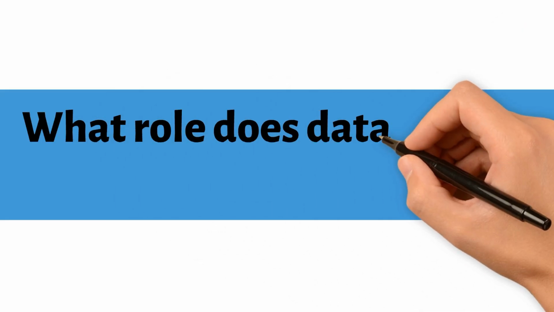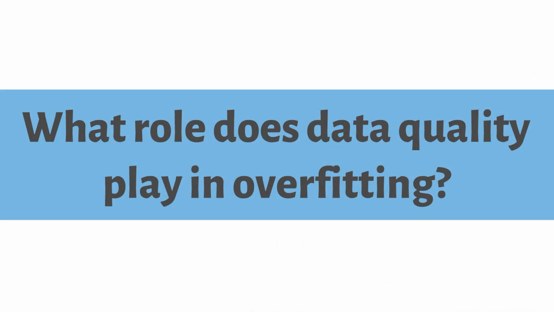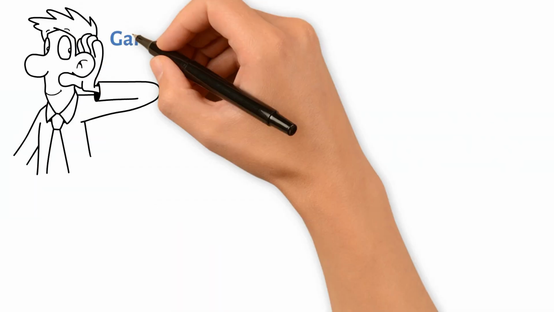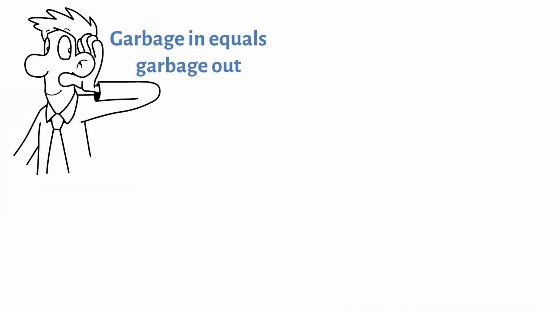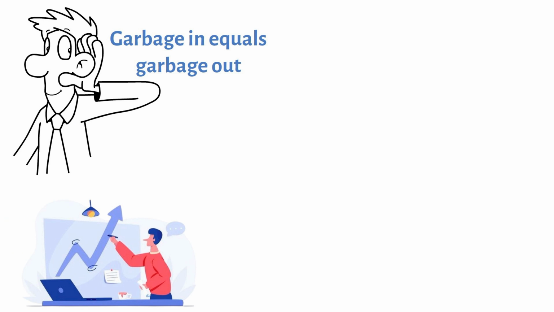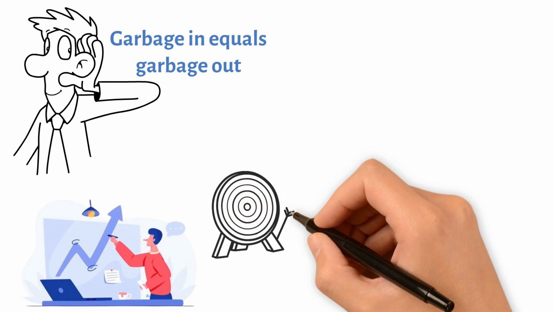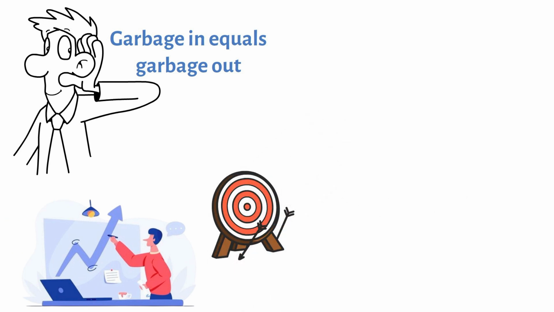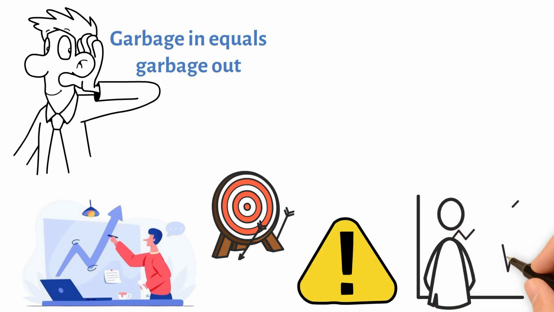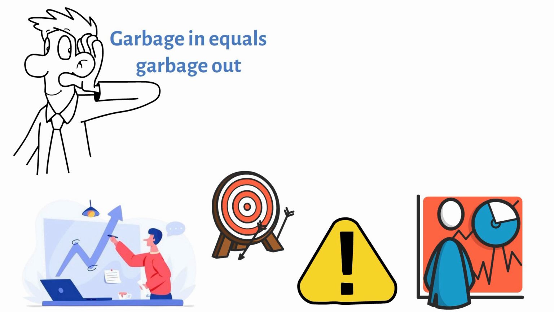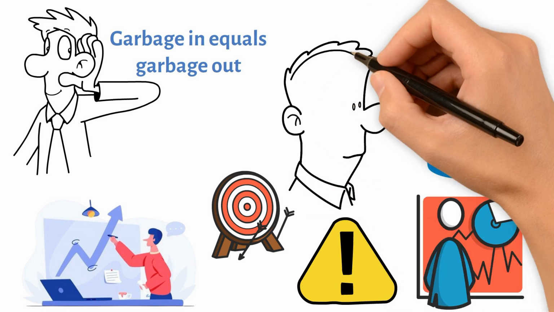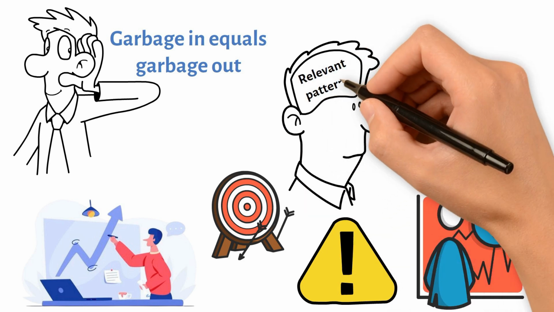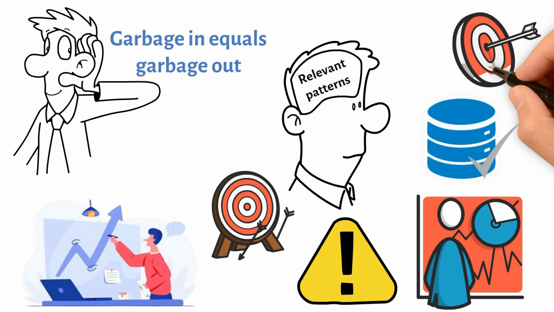What role does data quality play in overfitting? You've probably heard the expression "garbage in equals garbage out." This applies to backtesting. If the historical data is inaccurate or noisy, the model might capture these errors instead of genuine market signals, leading to poor performance in real trading. High-quality data helps ensure that the model learns relevant patterns, increasing accuracy.